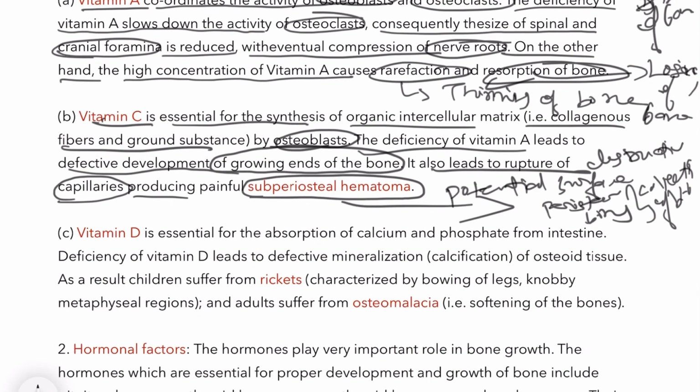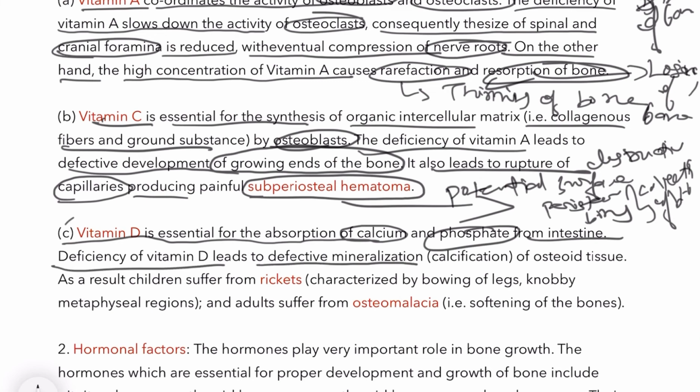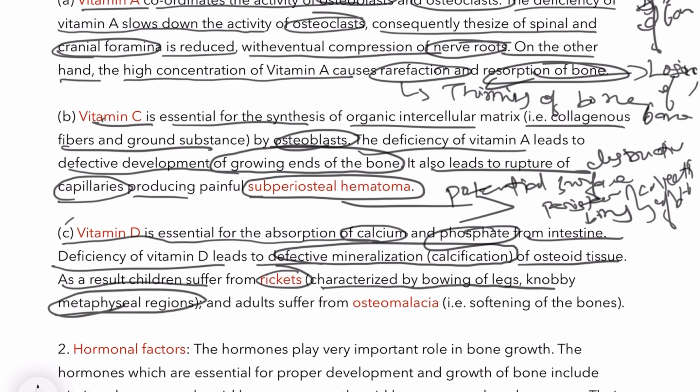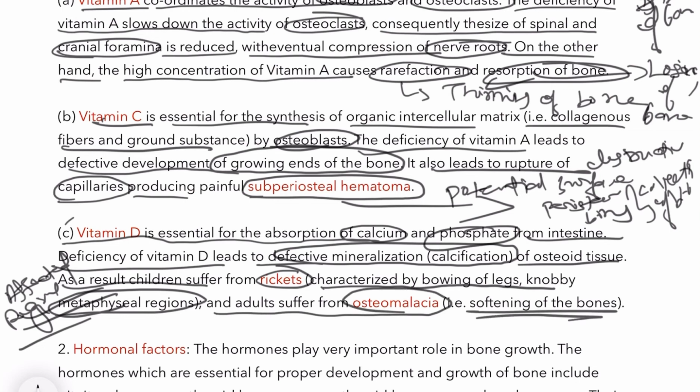Now, vitamin D is essential for the absorption of calcium and phosphate from the intestine. Deficiency of vitamin D leads to defective mineralization or calcification of osteoid tissue, and as a result children suffer from rickets, which is characterized by bowing of legs, in the metaphyseal region. The affected region is this. Remember, okay, affected region. And adults suffer from osteomalacia, that is softening of the bones. So there will be frequent fractures.